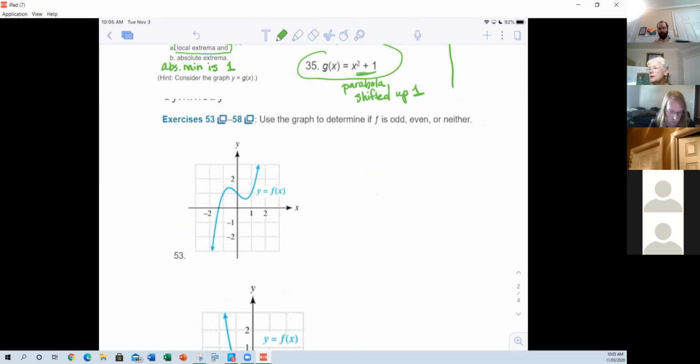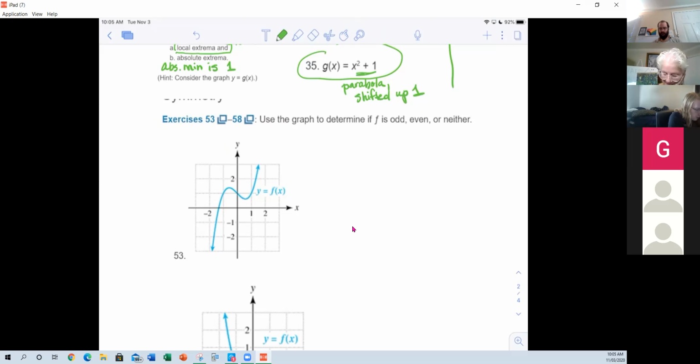Okay, so use this graph to determine if the function is even, odd, or neither. Gabby, can you tell me? I think it's neither. It is neither. Why?